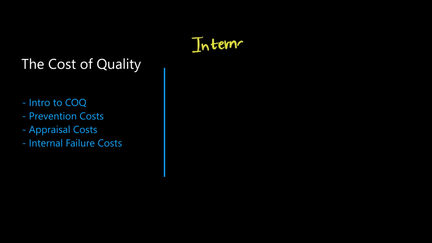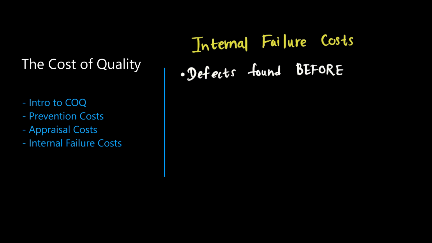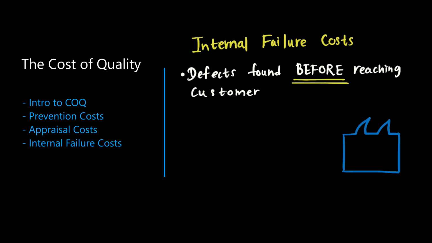Now for the second group, failure costs. This is the pound of cure, the money you spend when things go wrong. The first type is internal failure costs. These are the costs of defects that you catch before they leave the factory and get to the customer. It's a failure, but at least you caught it in-house.